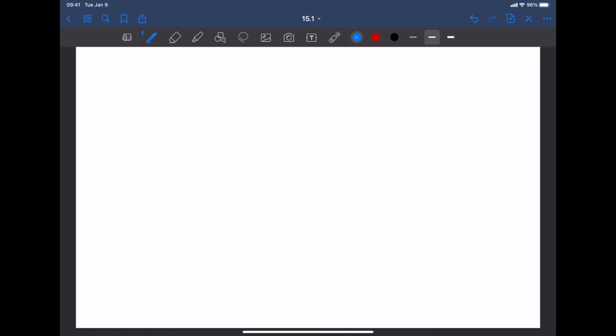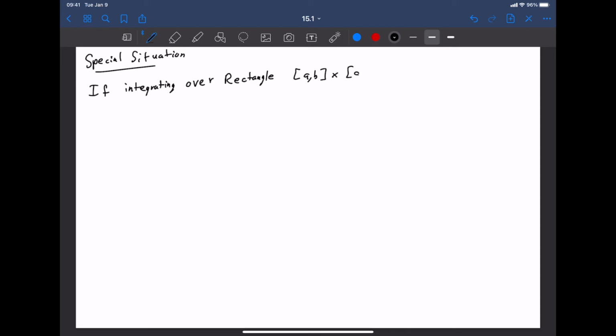One last special example, one last special rule here. Special situation. I'm going to say special a bunch of times because I don't want you assuming this always works. If integrating over a rectangle, [a,b] cross [c,d], our normal setup, and f of x y equals g of x times h of y.